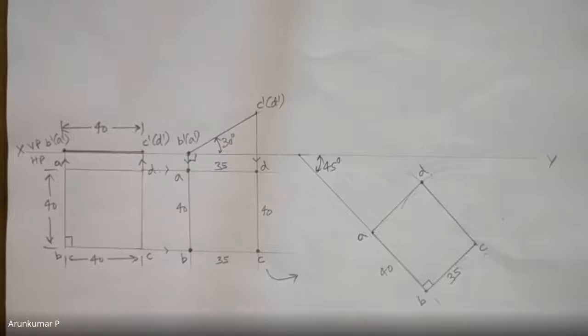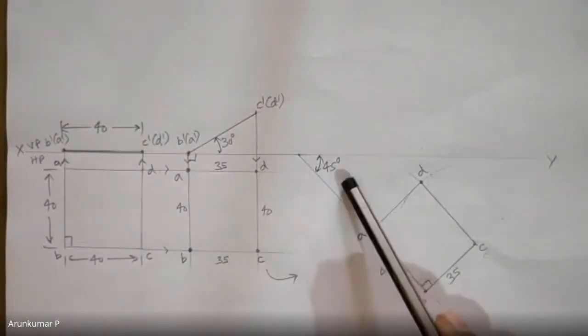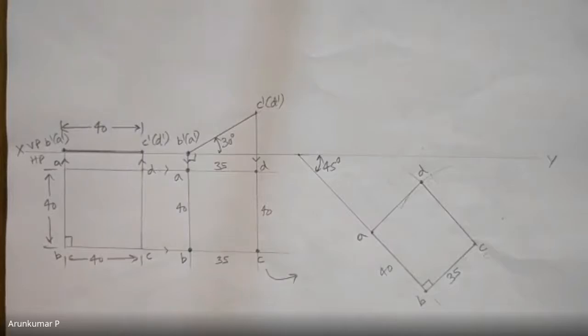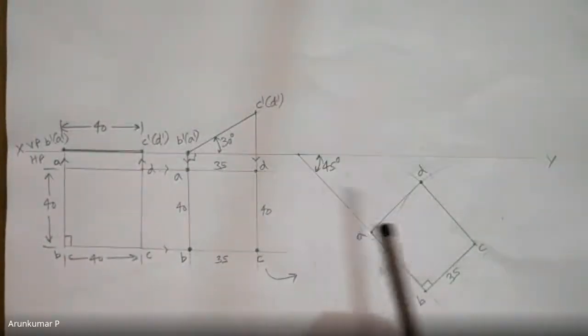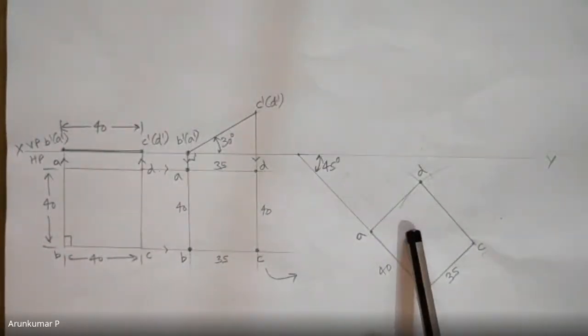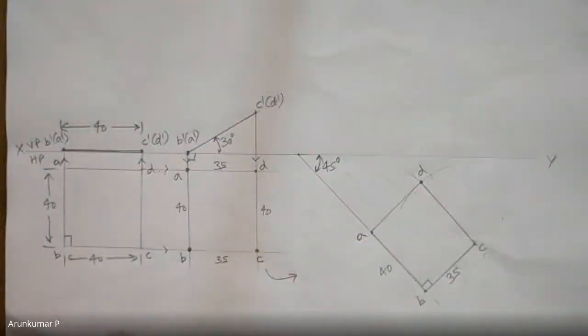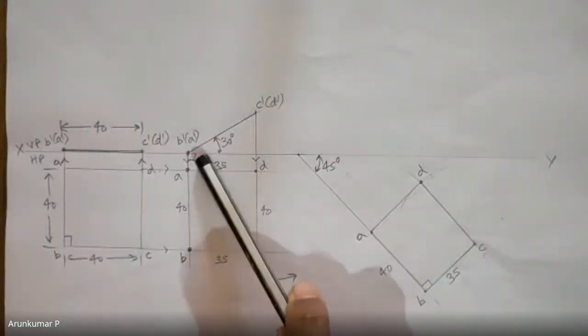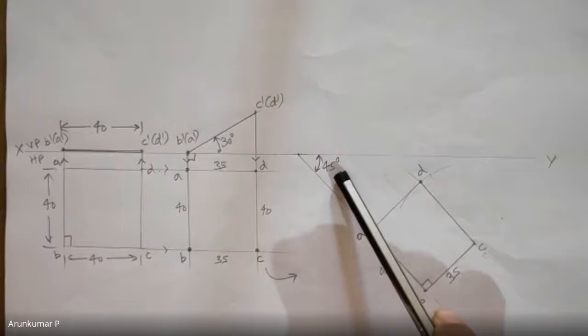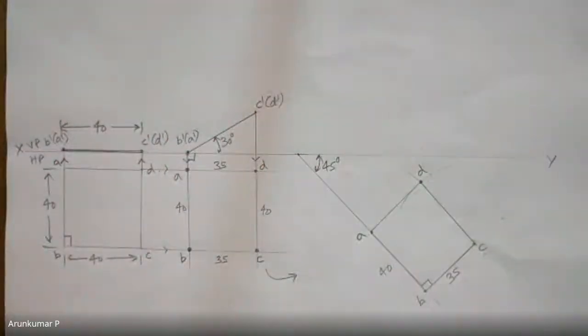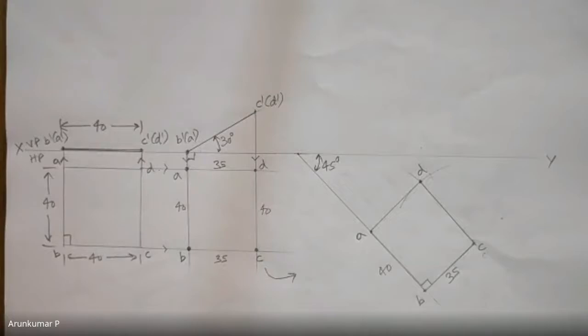So what you have done is you have reoriented the second step top view in the third step at an angle of 45 degrees. There is no difference between the second step top view and the third step top view. The second step top view here is perpendicular to VP. The third step top view here is at 45 degrees. The size is same.